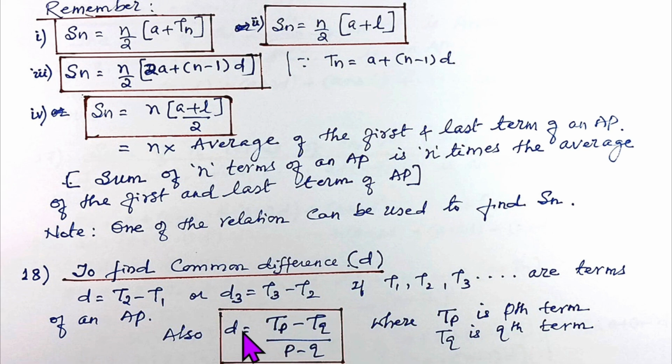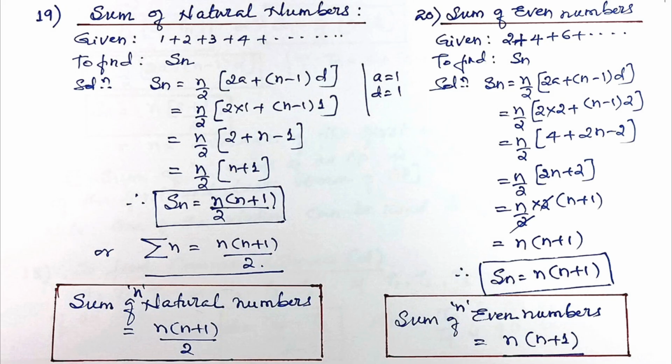So D can be found in two ways. One is subtracting the consecutive terms of AP, or use the relation D is equal to (Tp minus Tq) upon (P minus Q), where Tp is the pth term and Tq is the qth term, and subtracting and dividing by P minus Q we get D. Remember that. Okay, so remember this much.